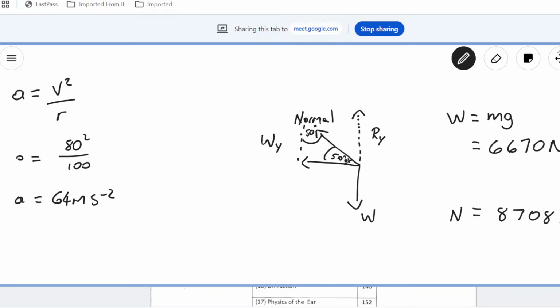This is not 40. Yeah, that would be 40. But if you're using sine, you'd have to use 40. If you're using the 50, you have to use cos. So the answer changes to 10,377.92.